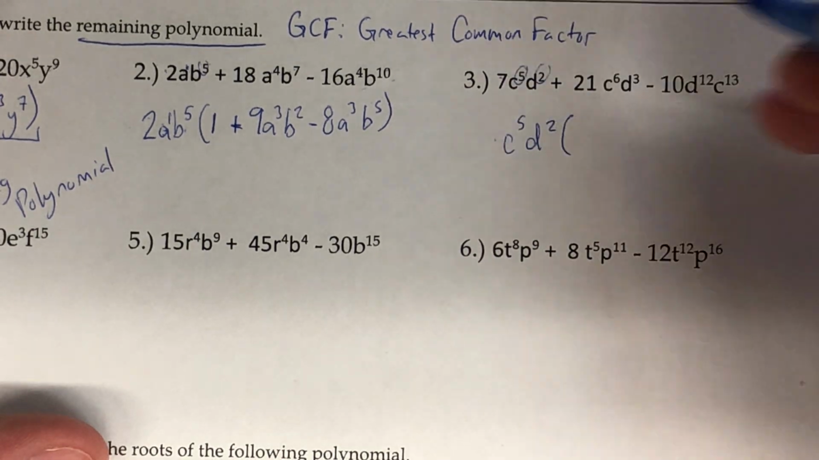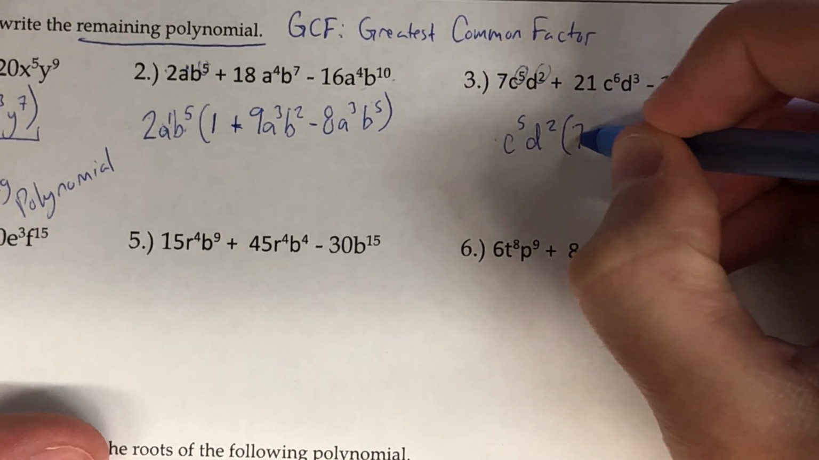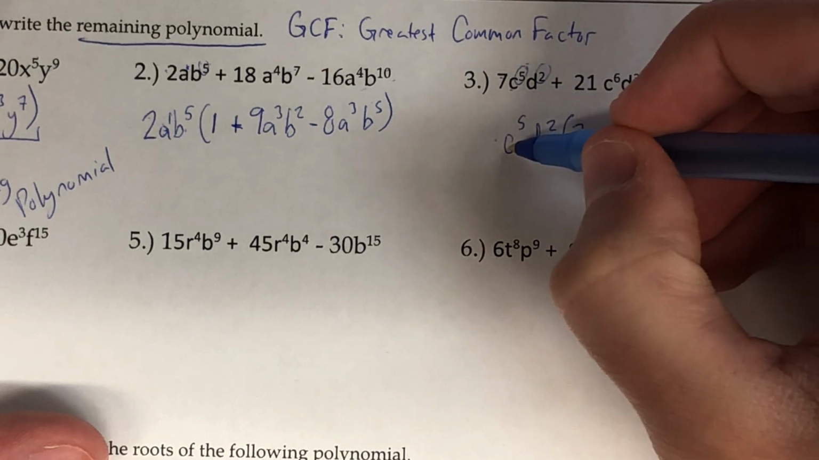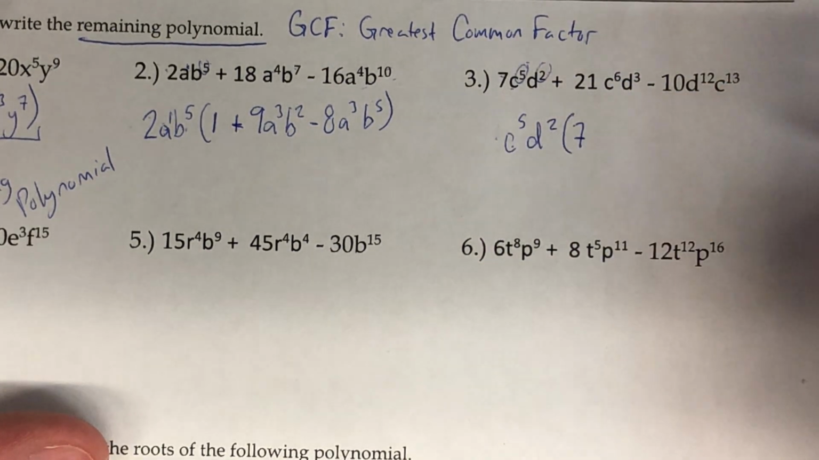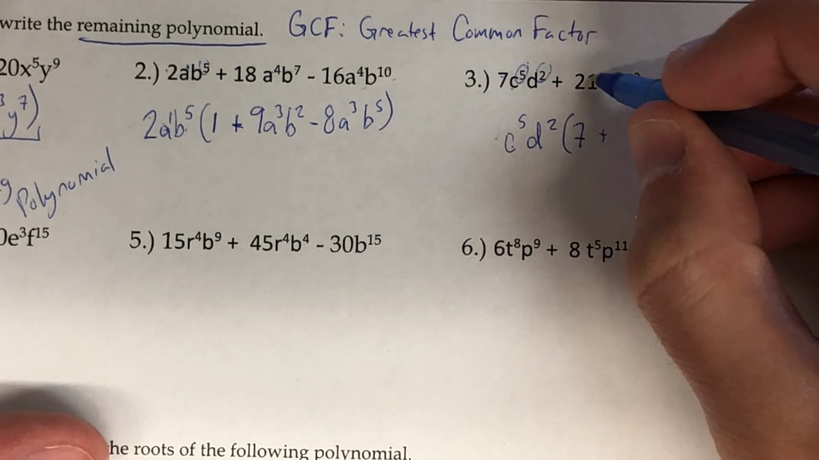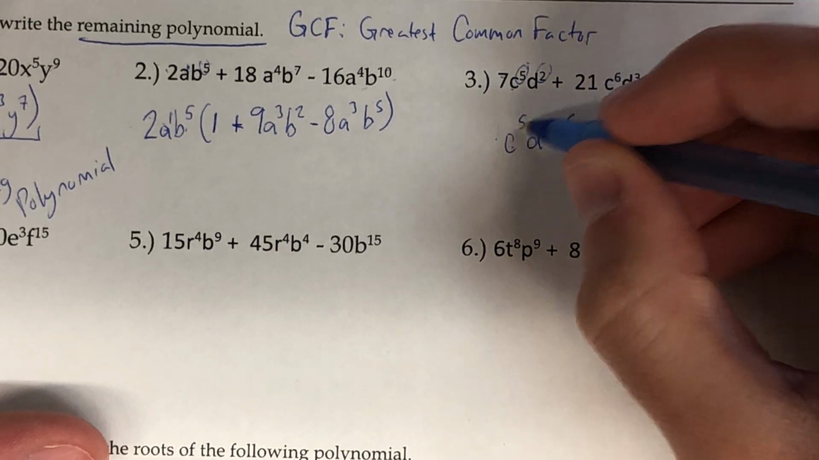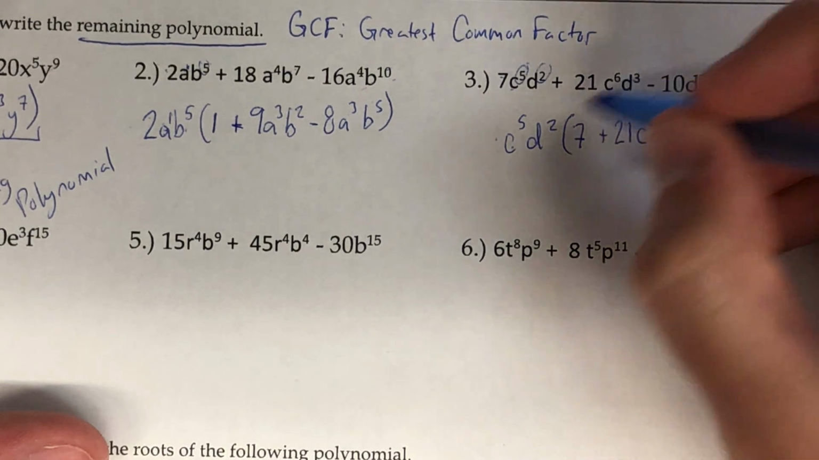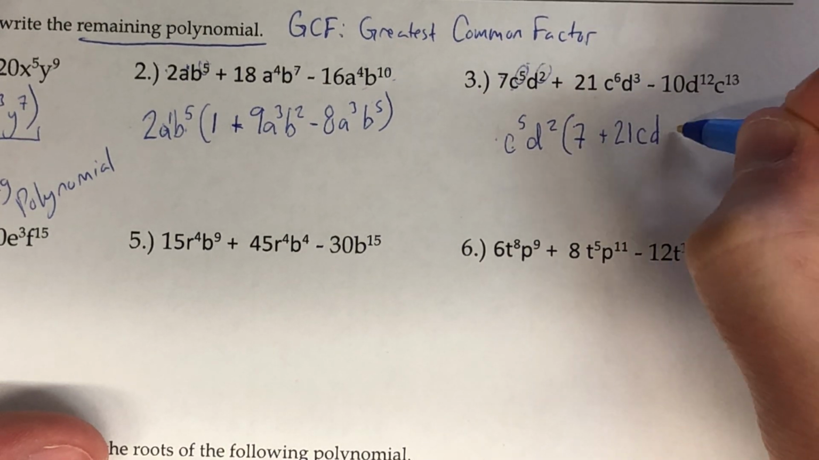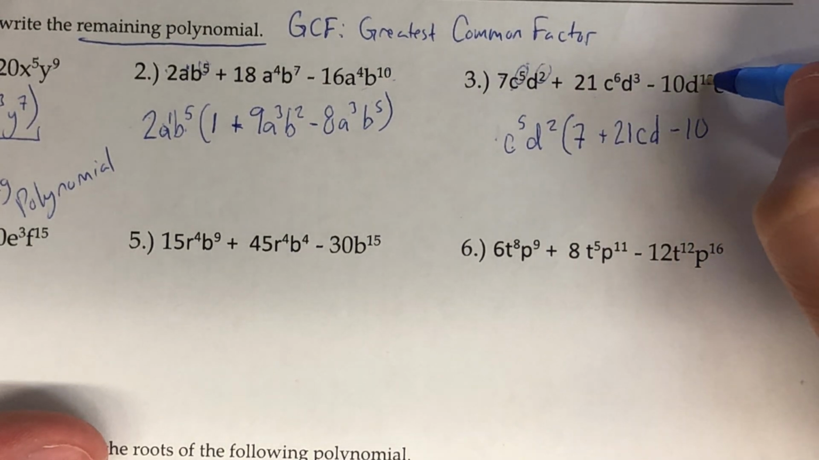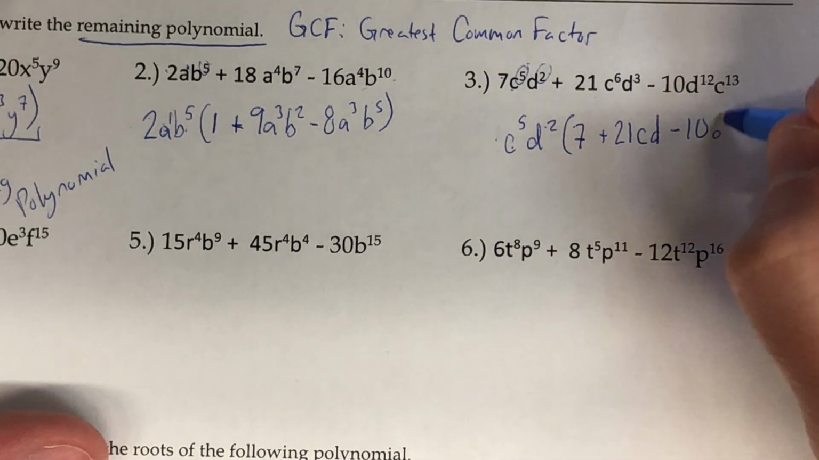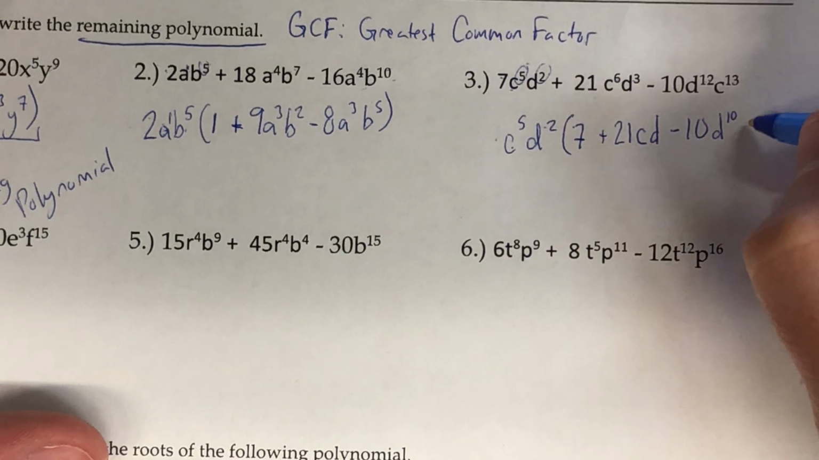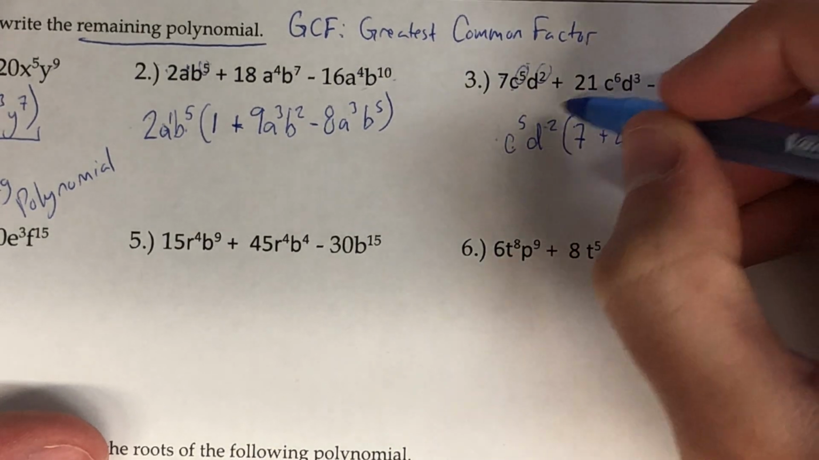So 7 divided by, well, it's just a 1 basically, so we just keep that 7. C to the fifth divided by c to the fifth cancels. D squared divided by d squared cancels as well. It's our lowest exponent. So then we have 21. 6 minus 5 is 1, so I just have c. 3 minus 2 is 1, so I just have d. Minus 10. 12 minus 2 is 10, so I have d to the 10th. 13 minus 5 is 8, so I have c to the 8th.